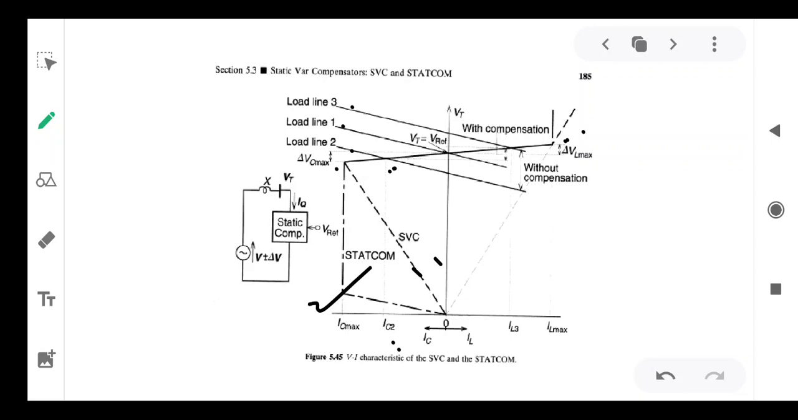And load line 3 is cutting the VI characteristics at a point corresponding to IL3. So when the load is changed to the load line 3, then that load line 3 cuts the VI characteristics of the SVG at a point corresponding to the current, that is IL3. Now IL3 is the required current from the SVG. So SVG is used to supply lagging current of IL3 to control the voltage.